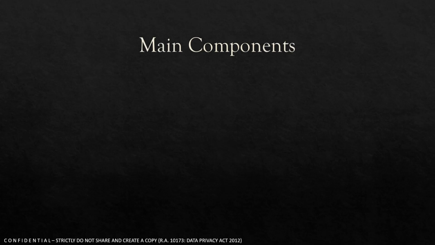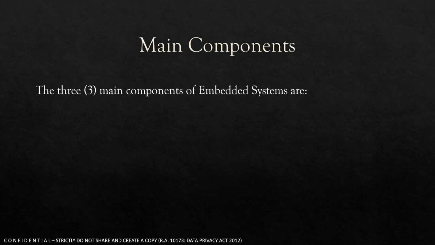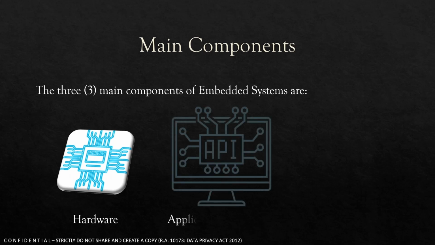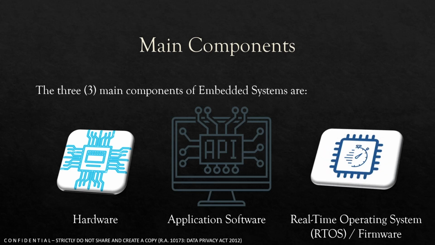Next, let's proceed to the main components of embedded system. So there are three main components. The first one is the hardware. The second one is the application software or simply software. And last is the RTOS or the real-time operating system. Or we can say that it is firmware. So these are the three components of embedded system.